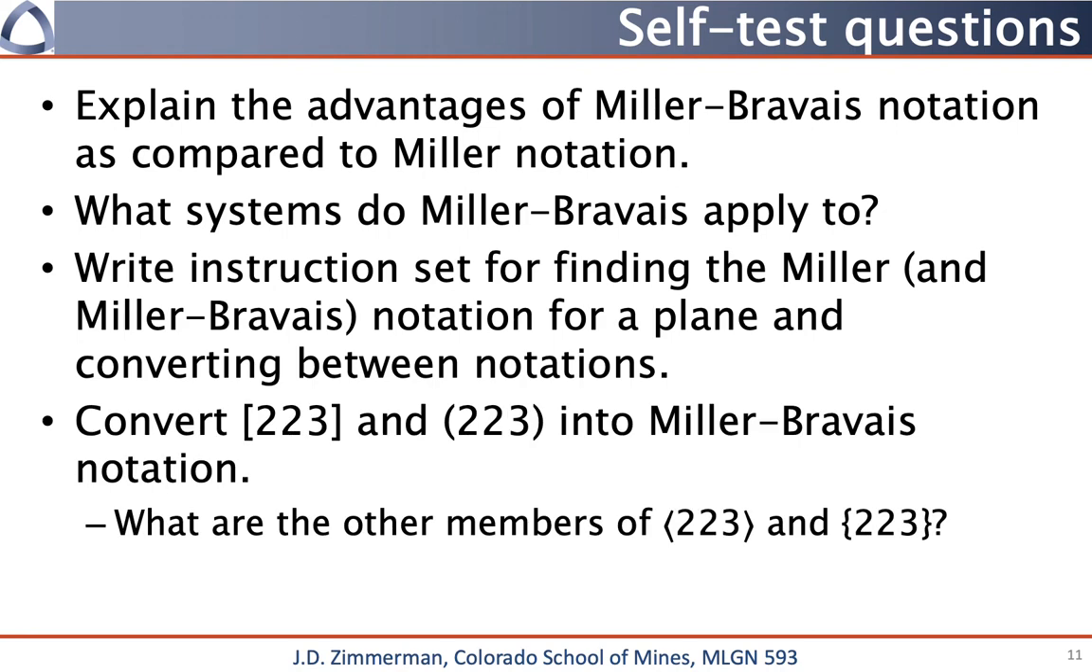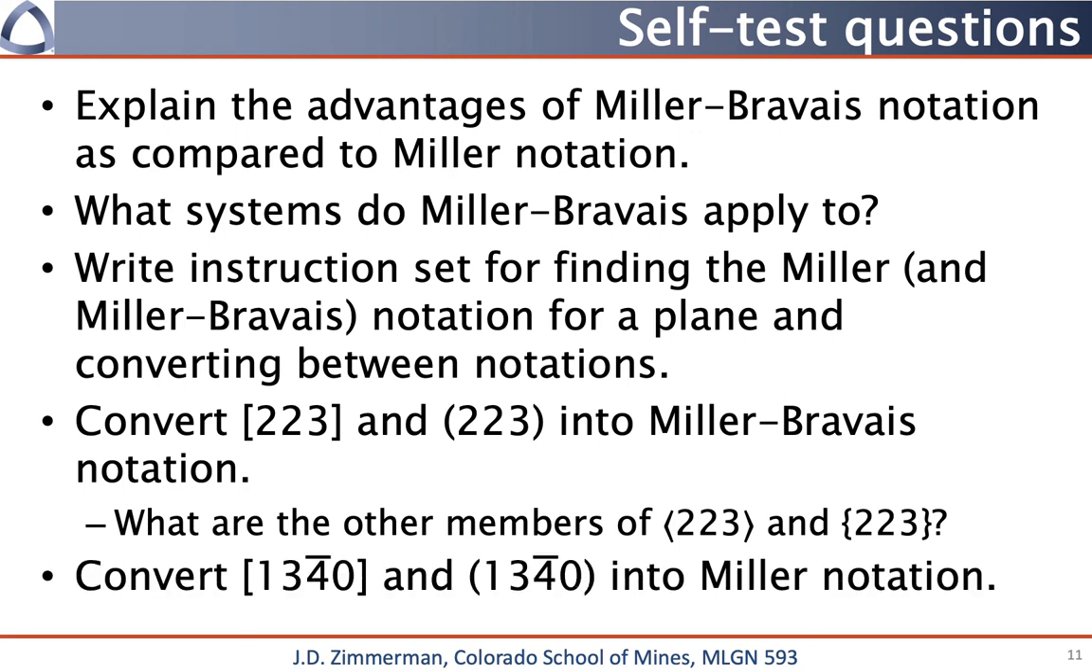So you should be able to convert 2, 2, 3 into Miller-Bravais notation for both directions and planes. You should be able to find the other members as well. And you should be able to convert 1, 3, 4 bar, 0 directions and planes into Miller notation. And you should be able to identify the other members of that family.